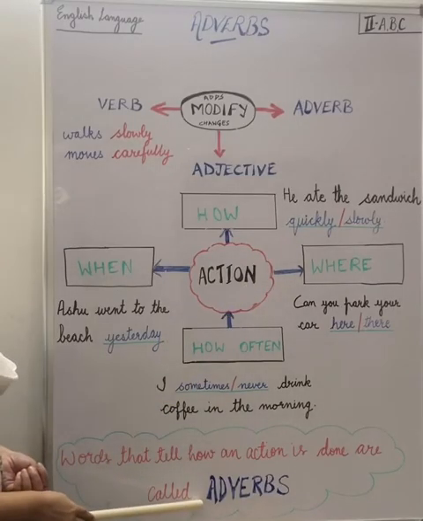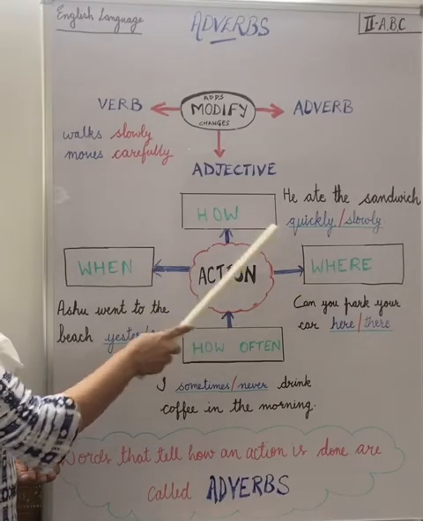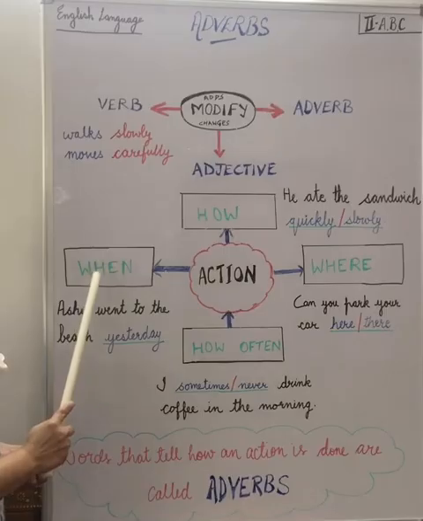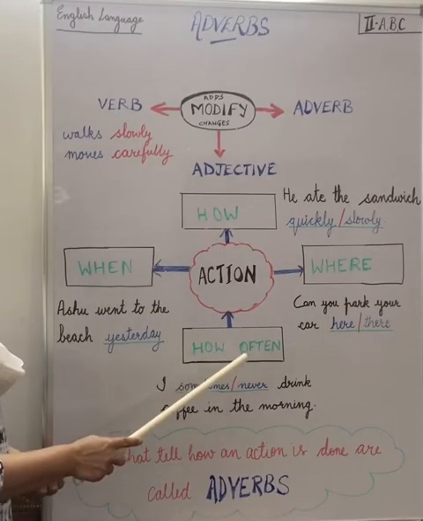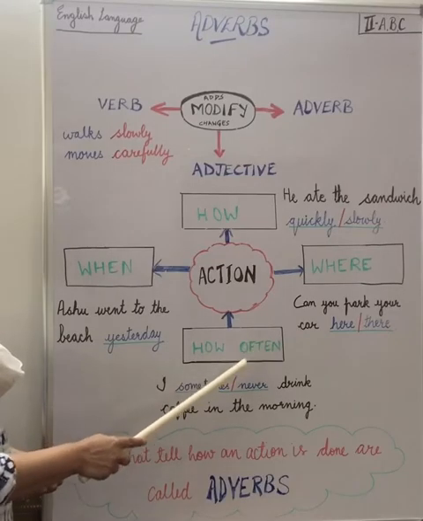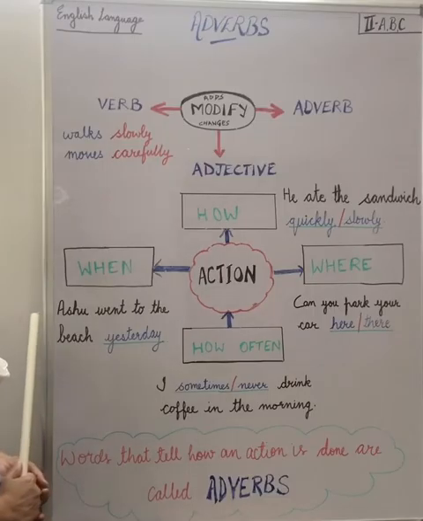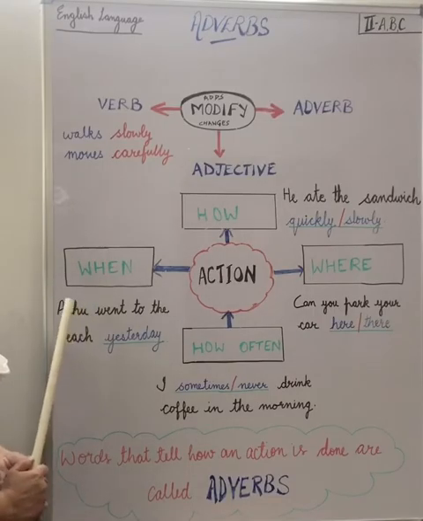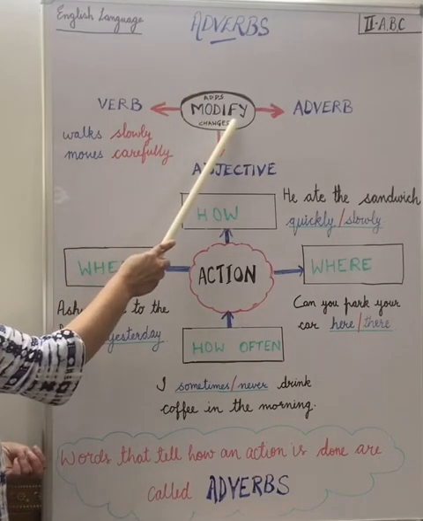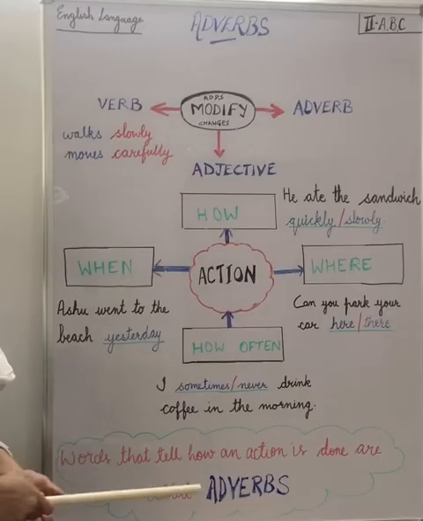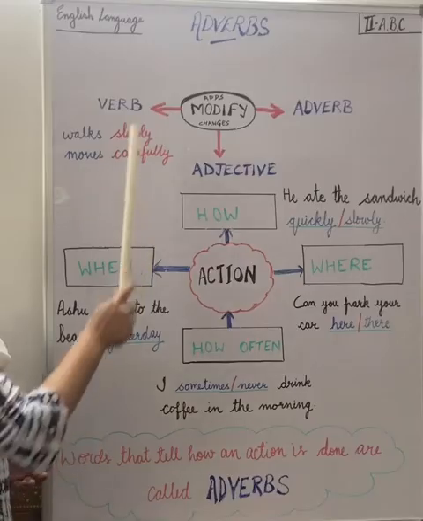So an adverb tells us where an action is done, how an action is done, when an action is done, or how often, how frequently an action is done. So in a sentence, an adverb modifies. Modifies means adds something to the meaning of or changes.